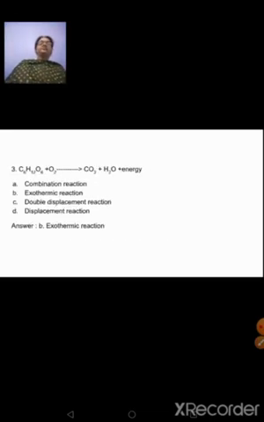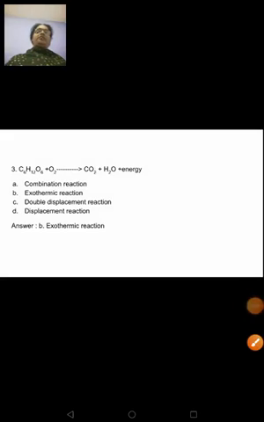Next question. C6H12O6 plus O2 gives CO2 plus H2O plus energy is released. Whenever energy is released, it is an example of exothermic reaction. Clear to you? With this, we are coming to an end of today's session.